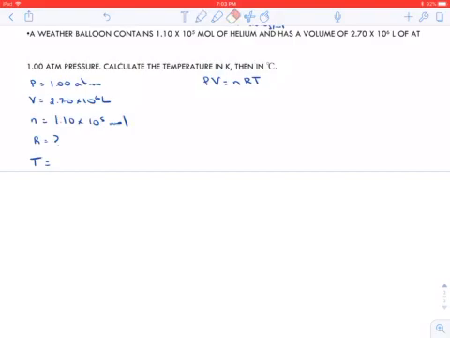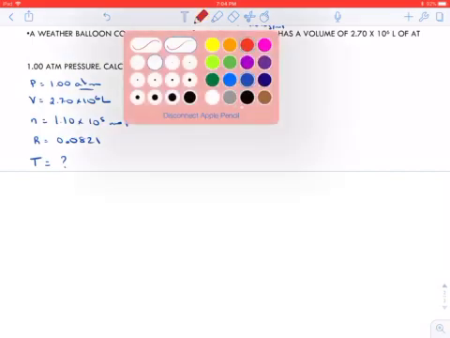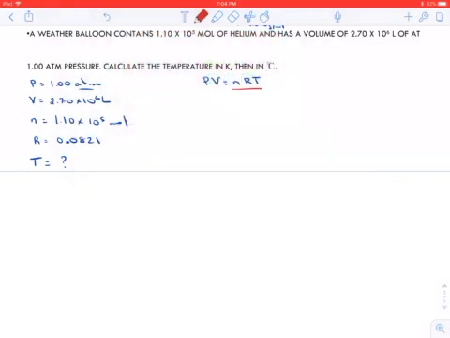R is 0.0821 because our pressure is in atm. T is our question mark. I got a little ahead of myself. So we're going to solve for T. I'm going to divide each side by NR to isolate T, and T will be equal to P times V over NR.